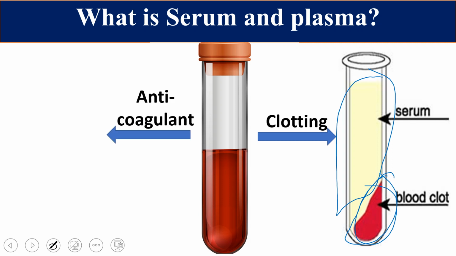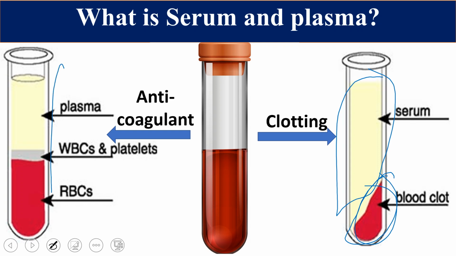On the other side, if we use anticoagulants, the blood is not going to clot, and then we centrifuge it. We get these types of layers. At the base we have RBC, then the buffy coat, and the top portion will be plasma. The difference is, in this case the blood is not going to clot, so the clotting factors will be present in the plasma. Clotting proteins, the clotting factors, will be present in the plasma because the blood does not clot. In the other case the blood is going to clot, so no clotting factors will be there. Mainly, among the clotting factors, we are talking about fibrinogen, which we will see later on.